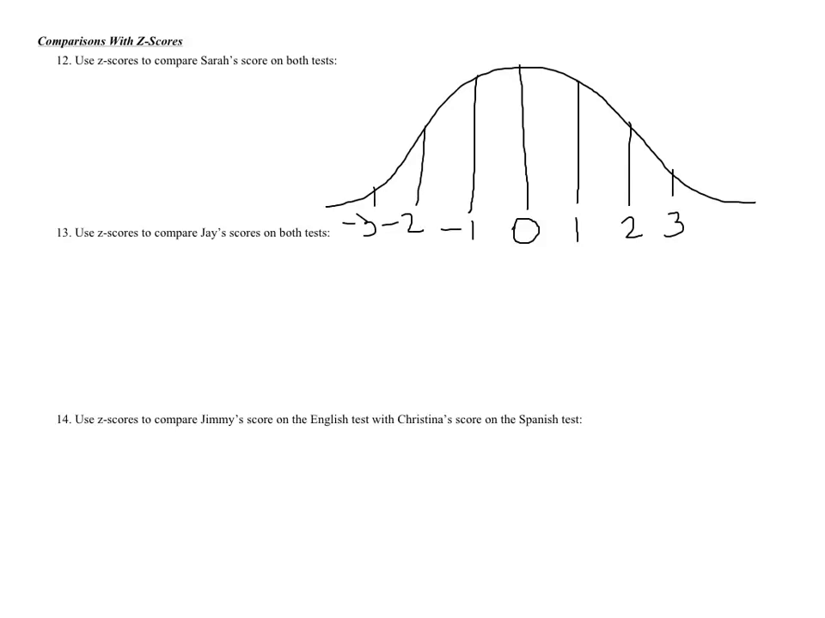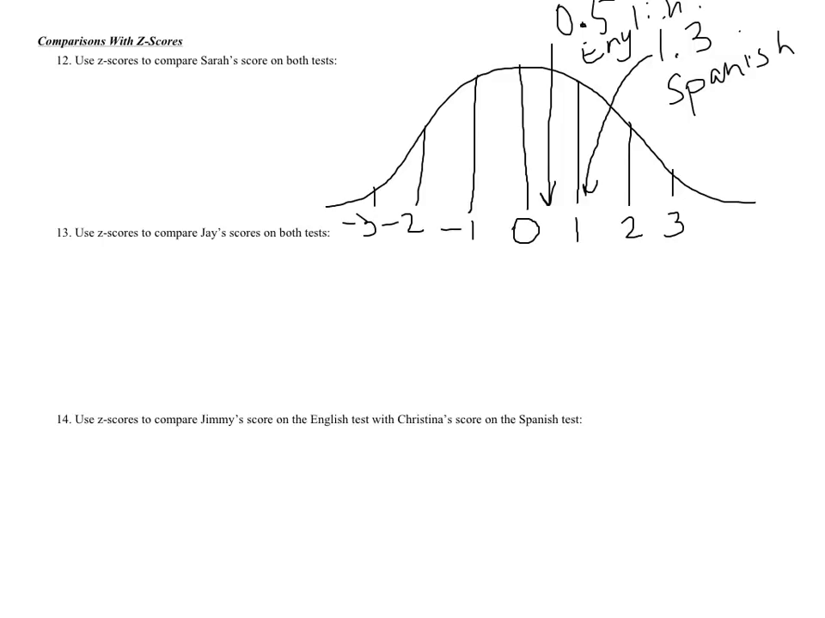So Sarah's z-score on her, what are we talking about? The Spanish test. Her z-score on the Spanish test was a 1.3. So she falls right about there, right? She got a 1.3 on the Spanish test. And then we could say on the other test, the English test, she got a 0.5. So she falls right here. Now, even though she got the same exact score on both tests, we could say she did better on the Spanish test in comparison to the rest of the class.